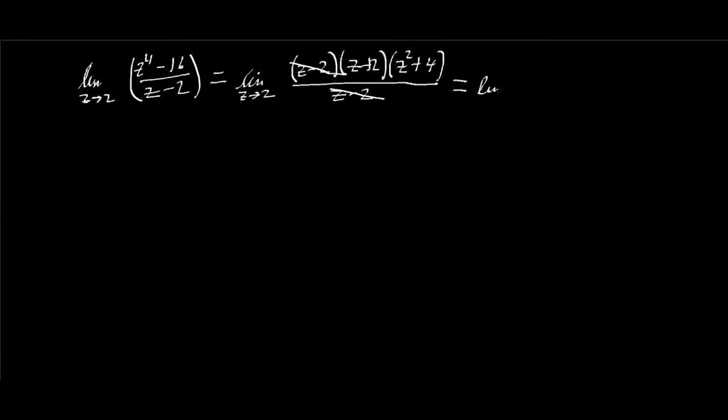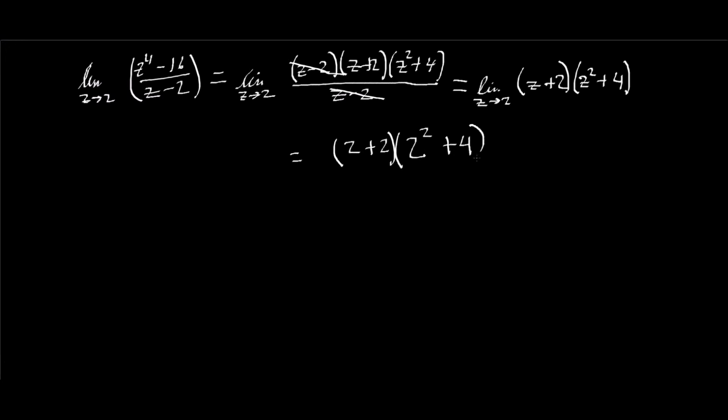Okay, so moving on with the problem. Now, since we don't have a denominator anymore, we can just go ahead and take the limit. Plug in 2 for z. And now this becomes a really simple problem. And that's it.